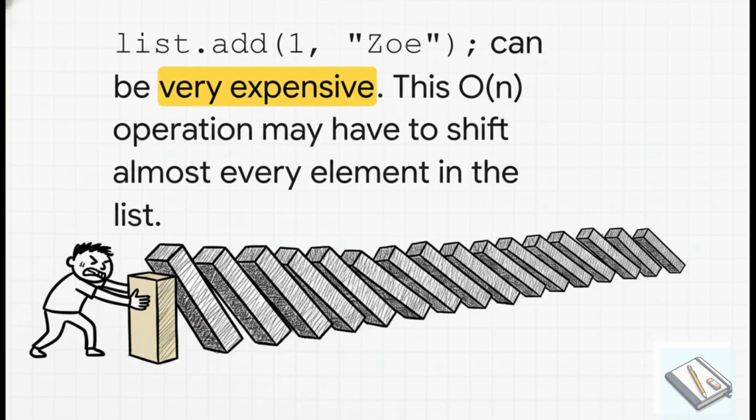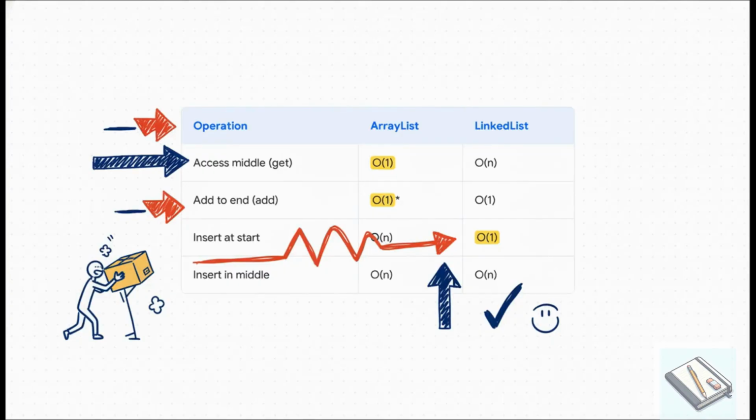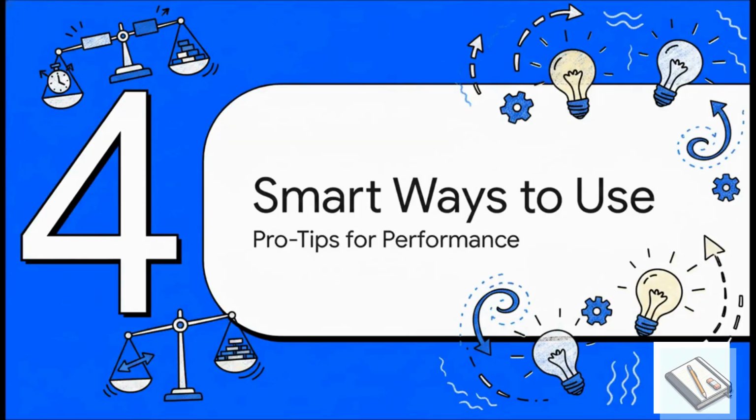That is a potentially huge performance hit, and it's something you've always got to keep in the back of your mind. And this table really puts it all into perspective. Look at where ArrayList just absolutely shines. Getting an element by its index, O(1), blazing fast. Adding to the end, also O(1) on average. But look at inserting at the beginning. That's our worst-case O(n) scenario. And, well, that's where you might start looking at something else, like a linked list, which is designed to be amazing at exactly that.